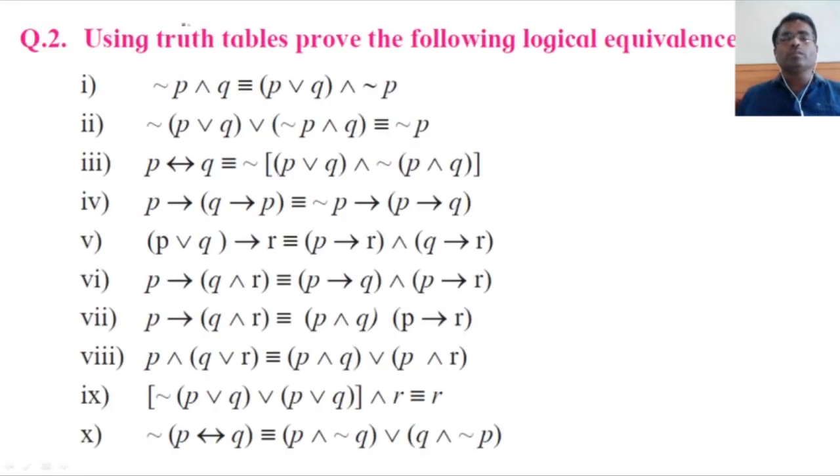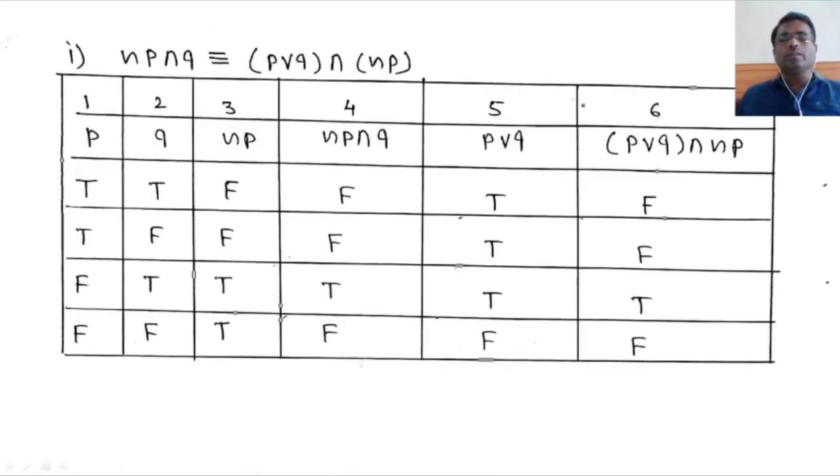The second question is, using truth table prove the logical equivalence. Logical equivalence means we have to show that left hand side and right hand side have the same truth value. So let us verify one by one. Here the first one is a solved example, and that is negation (P and Q) and (P or Q) and negation P. So the first statement is P, the second statement is Q. So their possible values are true true, false false, then true false, true false.